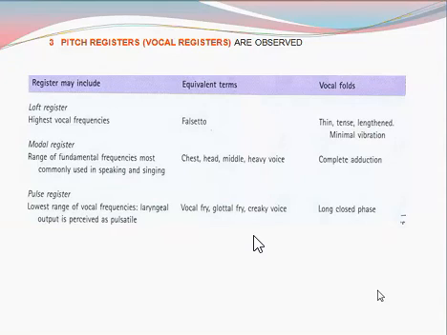There are equivalent terms: some people use falsetto for the loft register, heavy voice for the modal register, and creaky voice or vocal fry for the pulse register. In the loft register, the folds are thin, tense, and lengthened, and minimal vibration will occur in the vocal folds. In modal register, complete adduction will occur. The long closed phase, which we described in the vibratory cycle, occurs in the pulse register. These are different things. Those who like to sing, professional singers, celebrities, will know that.